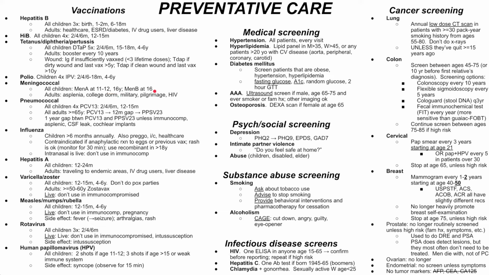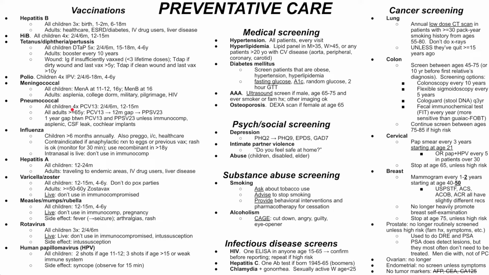Adults can also be vaccinated for meningococcal, and that specifically is done in adults that don't have a spleen, in people that are going to live in a college dorm, in military barracks, in people that are making a pilgrimage, such as Islamic people going to Mecca, and in patients with HIV. So those would be high risk for meningococcus. The pneumococcal vaccine is given to all kids.